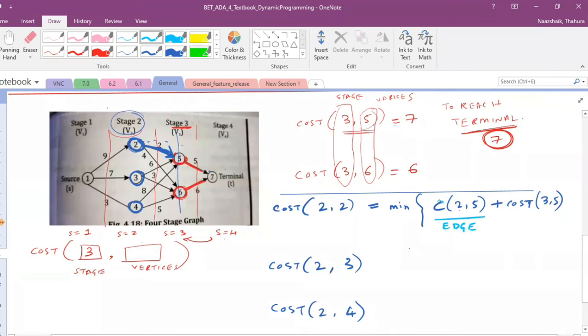The convention is different. I have not put cost. I've used something like C. C(2, 5) means it's a direct edge from 2 to 5. This is what it means. It doesn't mean stage. Like here I said first is stage, second is vertex, right? This is different. C means different. It's a direct edge. And this one is the cost. Okay. Is this clear? Because if you are clear with this only, the rest everything is based on this understanding only.